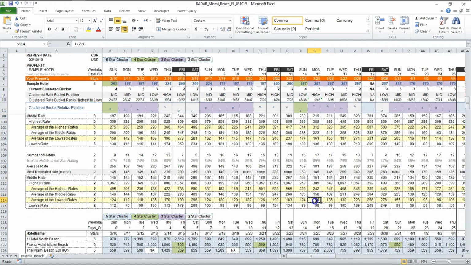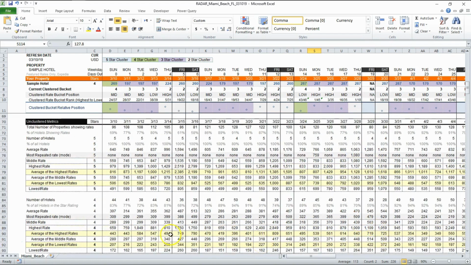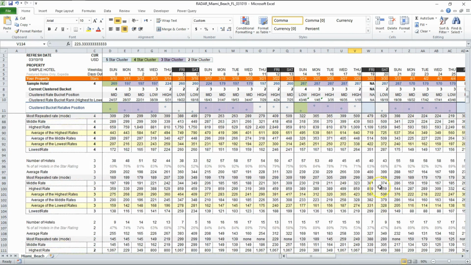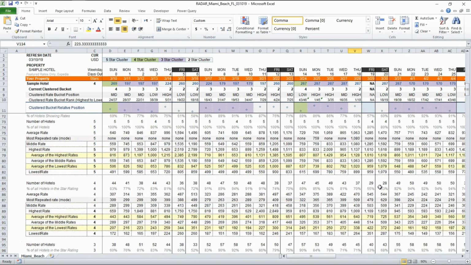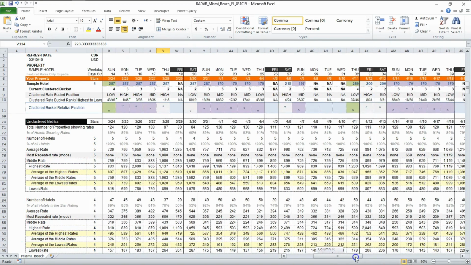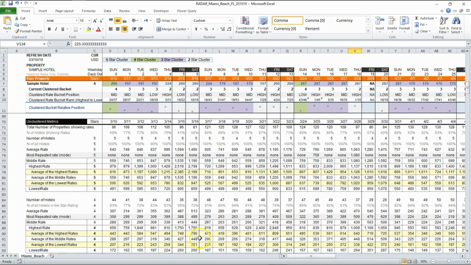The unclustered metric is the way that hoteliers see the market if they only focus on their limited comp set. But this is not how online shoppers make purchasing decisions. Online shoppers create their own comp sets by looking for the best value by using the relationship between a hotel's star ratings and its price. This is how shoppers determine whether a hotel's rates are competitive.